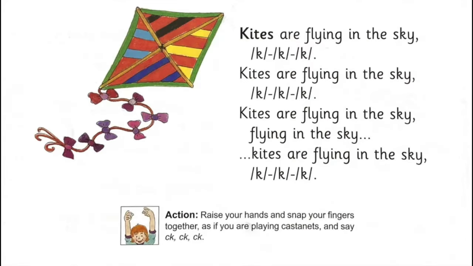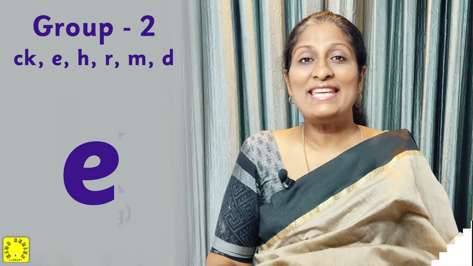Kites are flying in the sky. Ka, ka, ka. Kites are flying in the sky. The letter E.